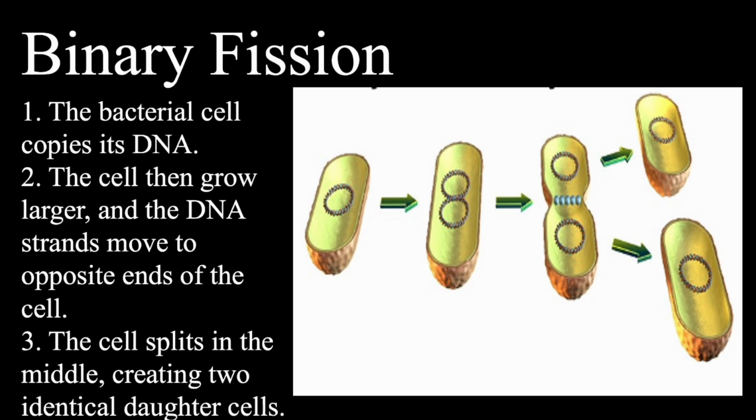There is a process to this. The bacterial cell copies its DNA. The cell then grows larger and the DNA strands move to opposite ends of the cell. The cell then splits in the middle, creating two identical daughter cells. This process can happen very quickly, allowing bacterial populations to grow rapidly under the right conditions. This can quickly lead to the spread of advantageous traits such as antibiotic resistance throughout a population.